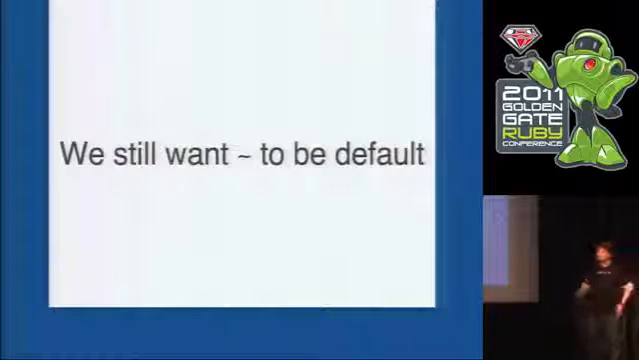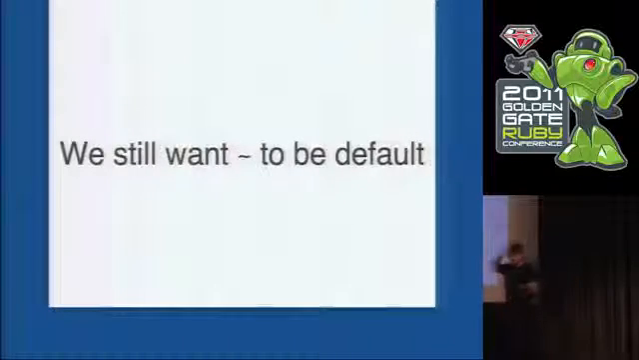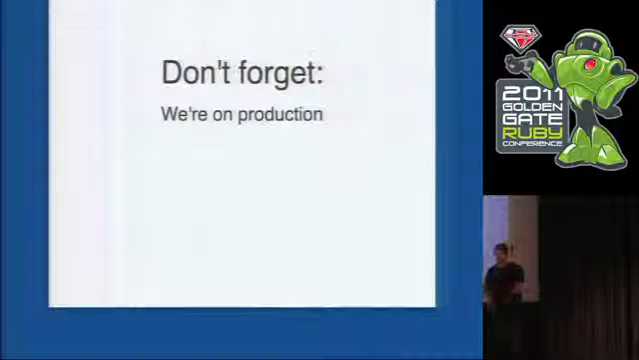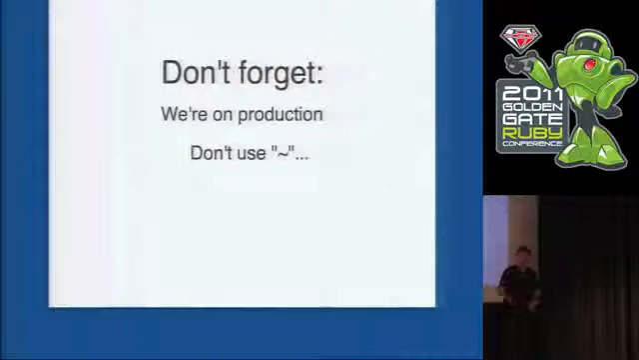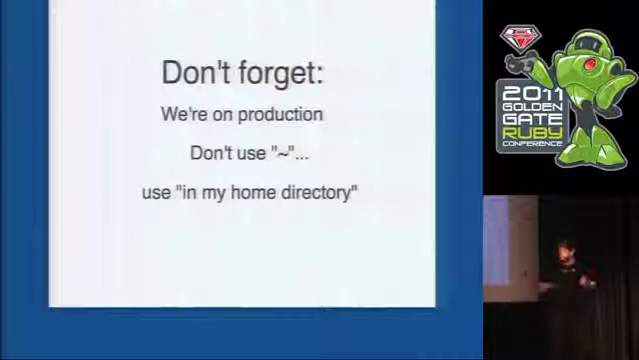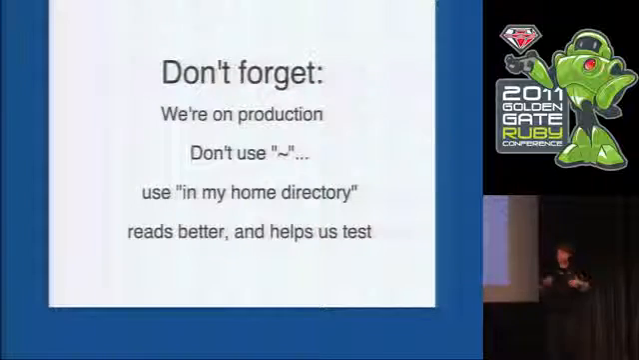Now, we've done all that, but we still want the home directory to be the default, right? Aren't we still in the same place that we were before? So, right, we're on production. Again, we don't want to screw up my home directory files. We don't want to screw up yours when you run the tests. So instead of using tilde in our scenario, we're going to use the English phrase "in my home directory." And so this will not only read better, but it will make it a little easier for us to test. And it's totally okay to do that because we want our apps to be testable.